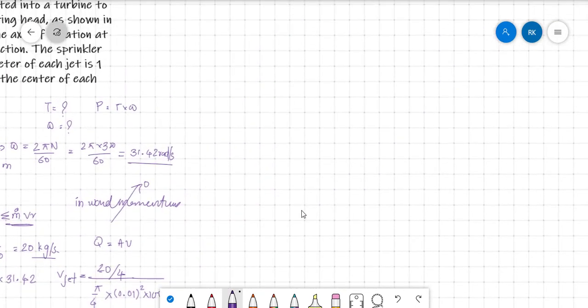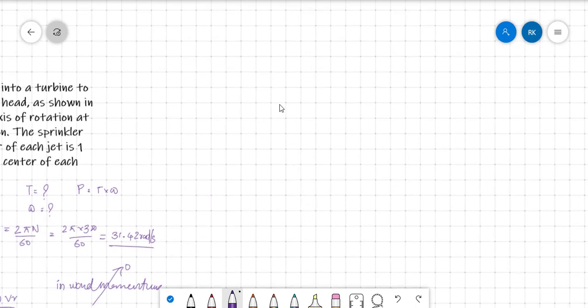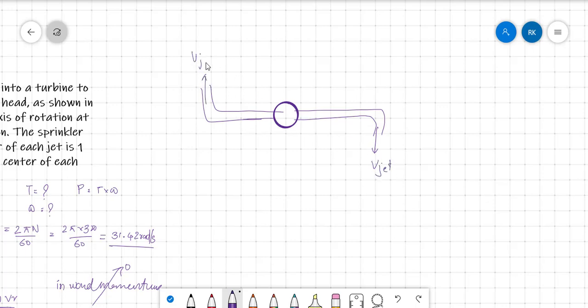And also let me say one thing. If the lawn sprinkler is in this way and the velocity of jet is coming like this, due to this there is an opposite impact that will be created, and due to that the rotation will be in this way. So due to this there is V tangential. So V absolute is equal to V jet minus V tangential.